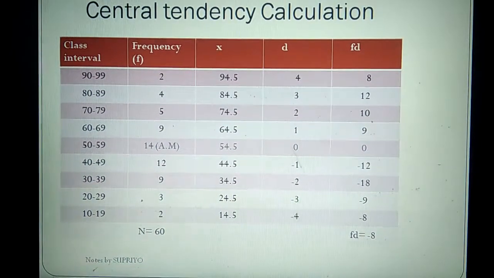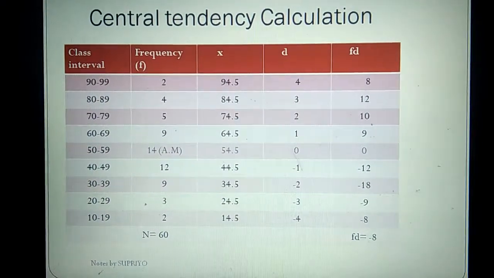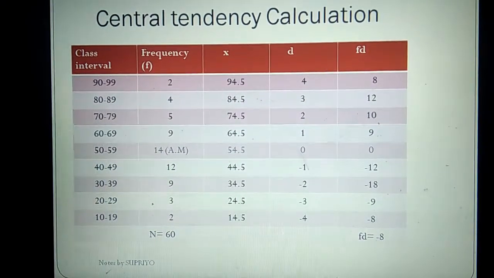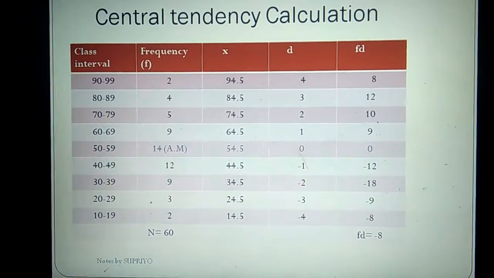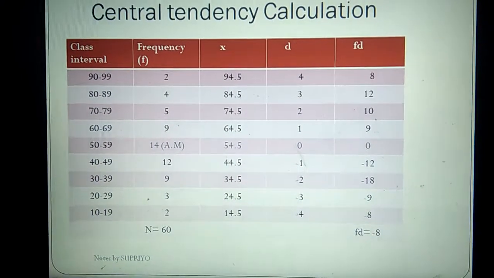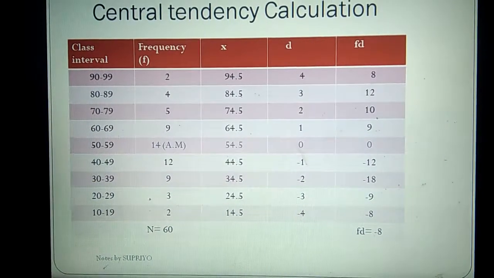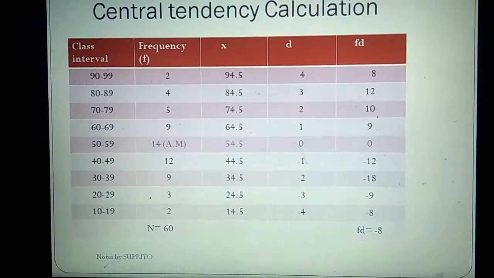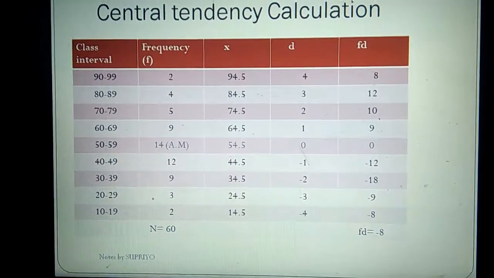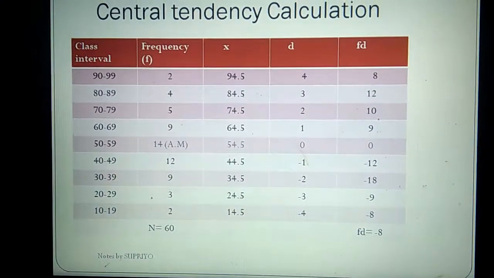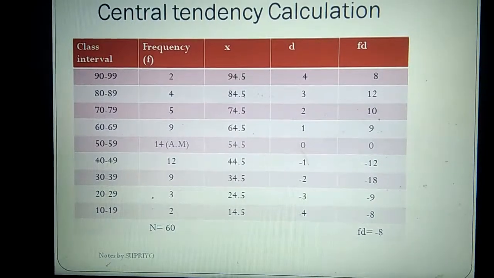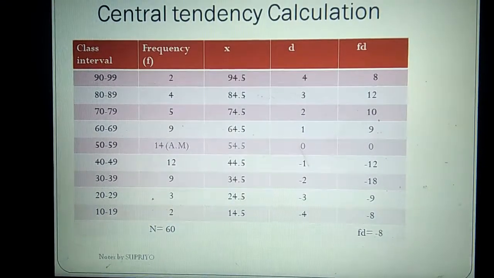Now, the most important part here is that at the place where the frequency is maximum, the value of D will be 0. The place where the frequency is maximum, the value of D is 0. After that, we will go up. As we go up, we will just use the number series and keep on increasing the number 1, 2, 3, 4. And as we go down, we will just keep on decreasing the number with -1, -2, -3, -4.